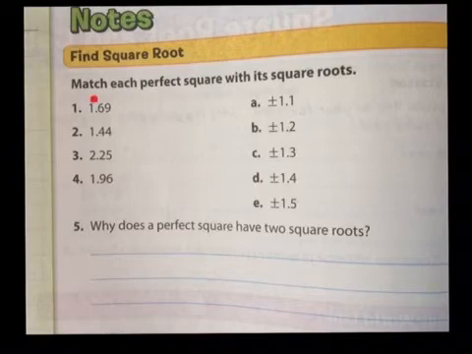Here we have to match each perfect square with its square root. So all of these are going to be perfect squares. I don't know if you're noticing, but I'm seeing 169, 144, 196, 225. If I were to remove these decimals, I know how to work with these numbers. I know that 169 is 13 times 13. What on this column looks like 13 times 13, right? I said pretend that the decimals aren't there.